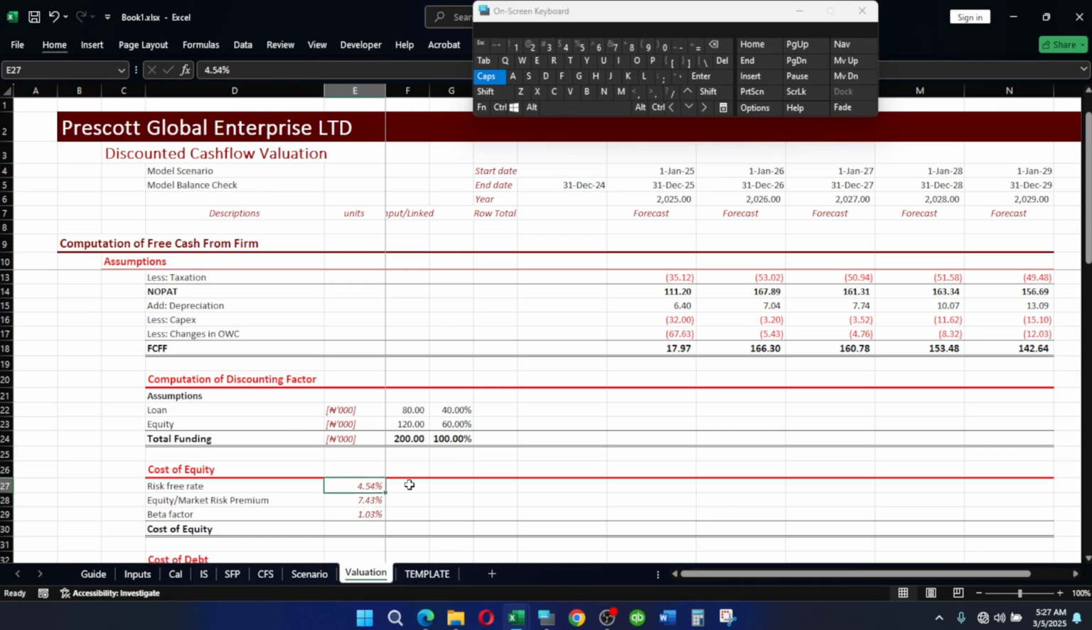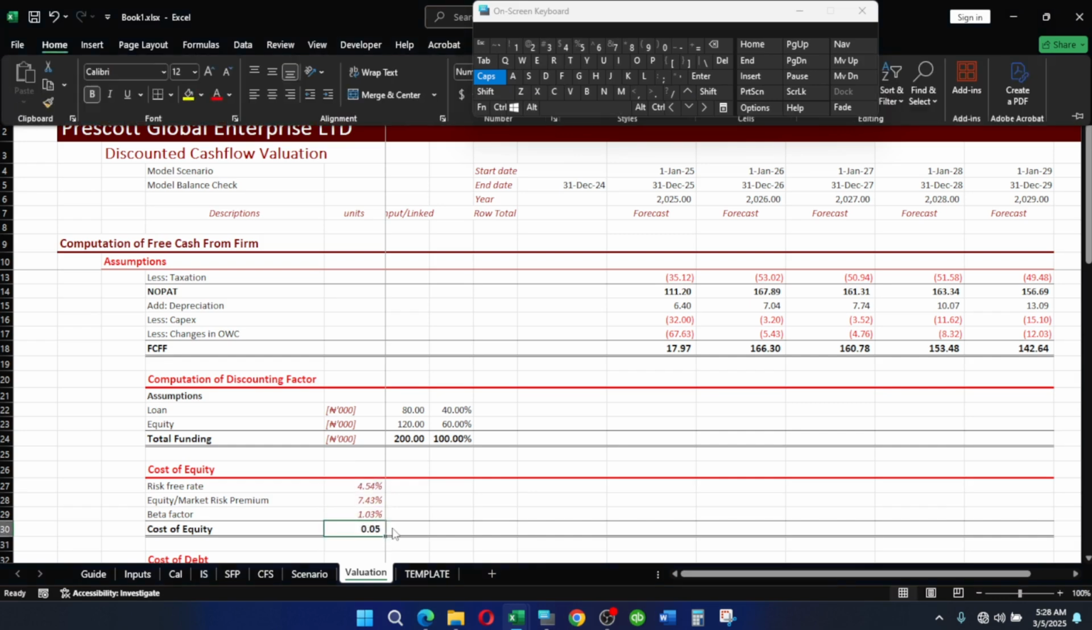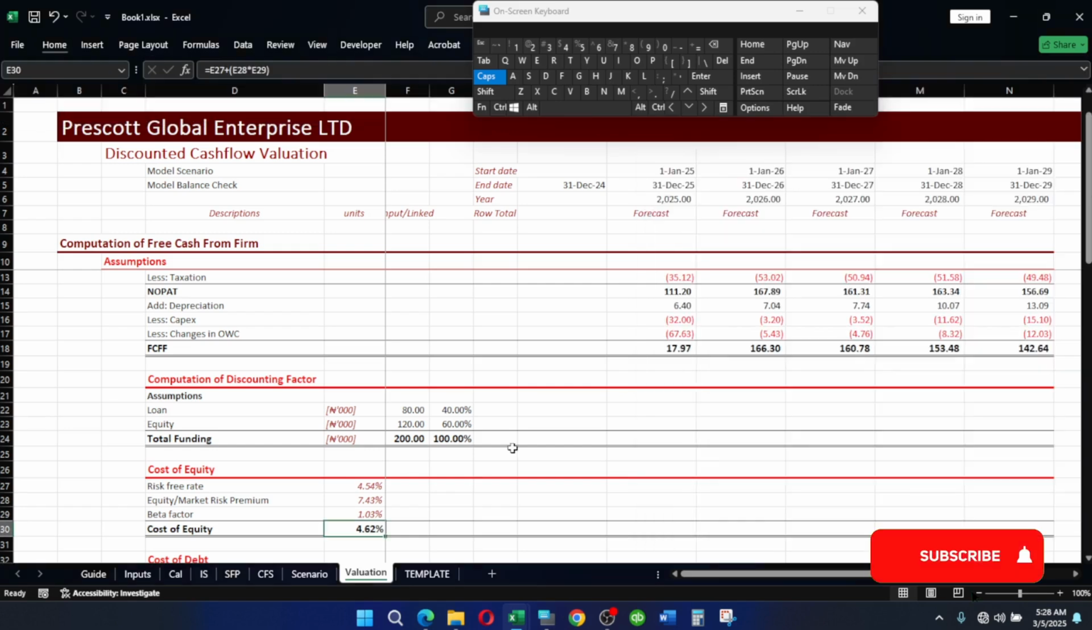All these figures we have gotten online; you can do research based on your country and get these values. All right, so now it's time for us to calculate our cost of equity. The cost of equity is equal to our risk-free rate plus, open brackets, our market risk premium multiplied by our beta factor. So multiply by the beta factor and just press enter. You put it in a percentage. Our cost of equity is 4.6. That's our cost of equity.